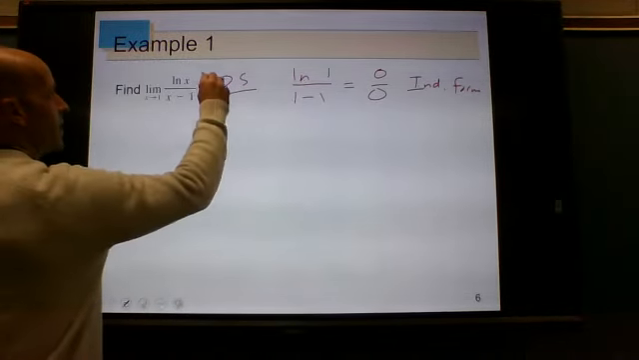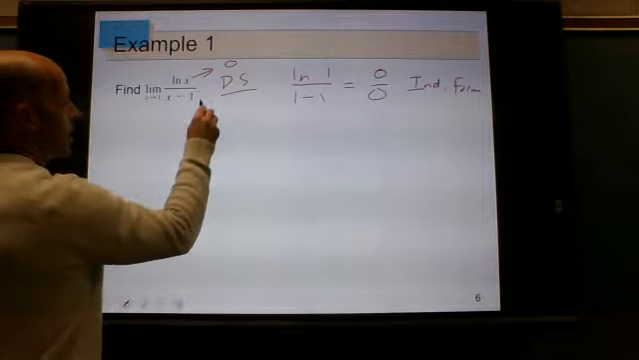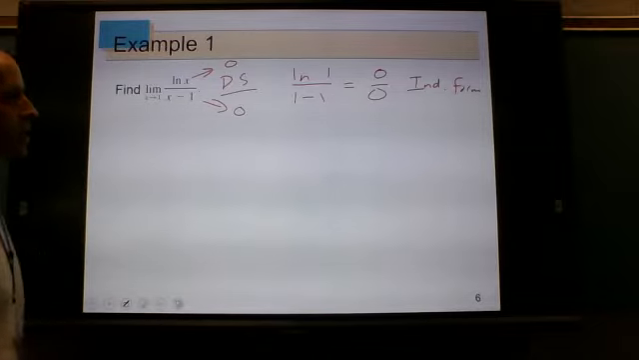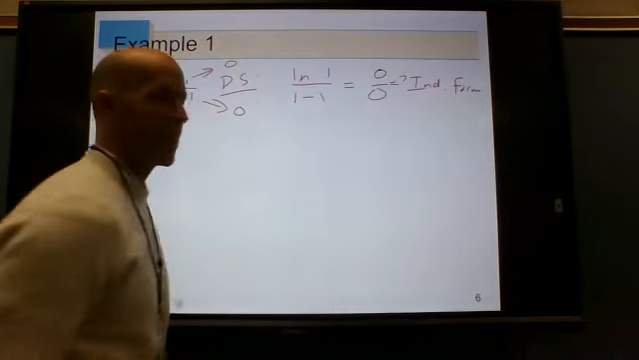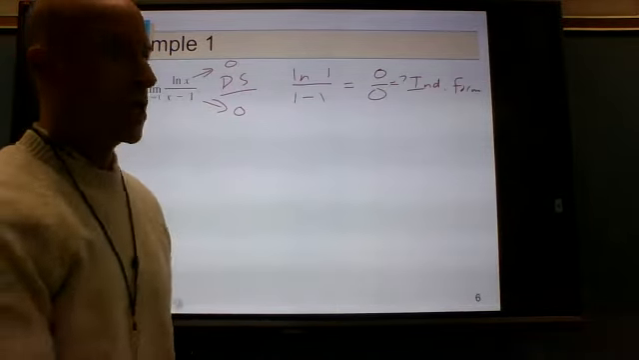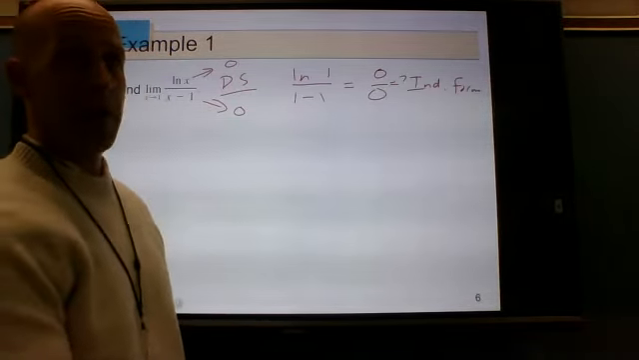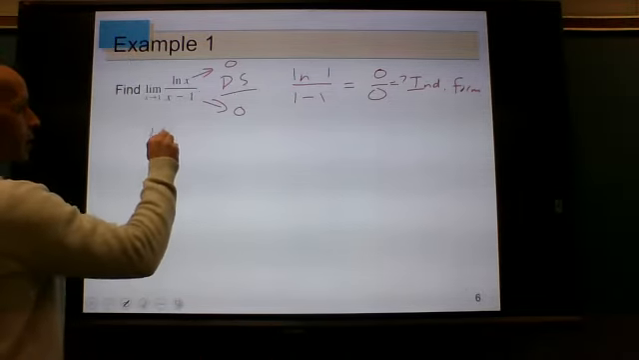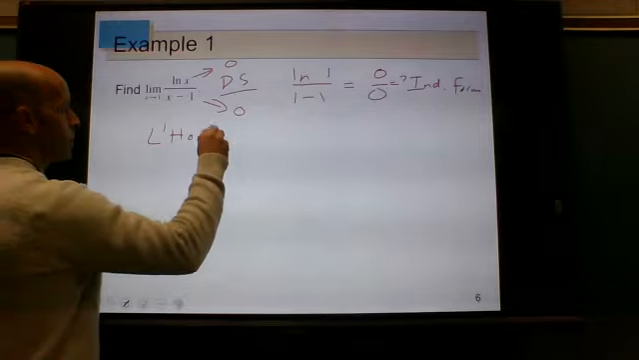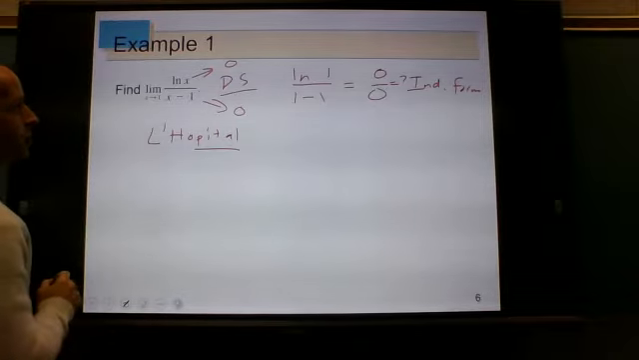So we can see that this numerator is 0. This denominator is equal to 0. So when you get 0 over 0, the answer could literally be anything. It could be 0. It could be a billion. It could be e. It could be anything. So now what we're going to do is we're going to go ahead and use L'Hopital's rule.